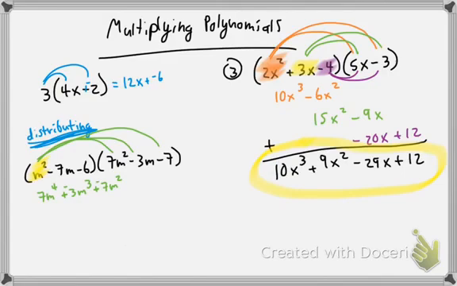Now let's move to the second term. Negative 7m times everything on the right. Negative 7m times 7m squared. Negative 49m cubed. Negative 7m times negative 3m. Positive 21m squared. Negative 7m times negative 7. Positive 49m.